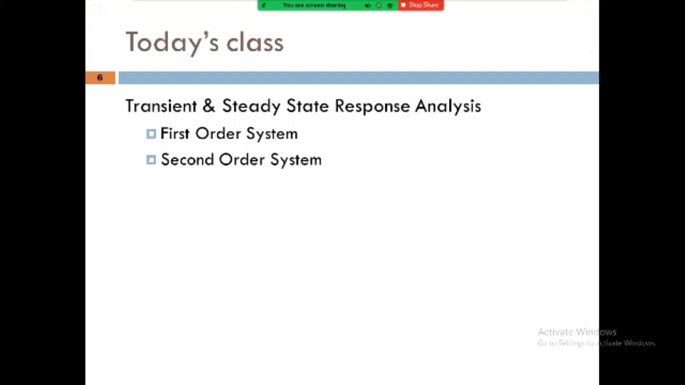Today, we are going to discuss a topic related to time domain analysis. Basically, time domain analysis is of two parts. One is transient system analysis, and the second one is steady state response analysis. Under that, there are basically two points: first order system and second order system. Let us see one by one.